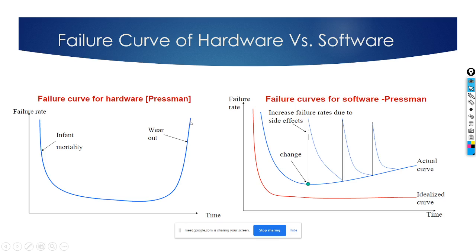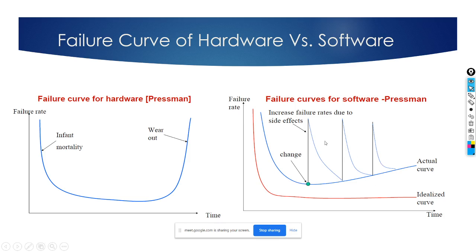But when it comes to software, there is no wear and tear, so that is not going to happen. Therefore, the ideal software failure rate is something like this. Of course, the initial failure is there, because when a new product is released there can be some bugs, but afterward it is going to be very stabilized. But that is the ideal curve.